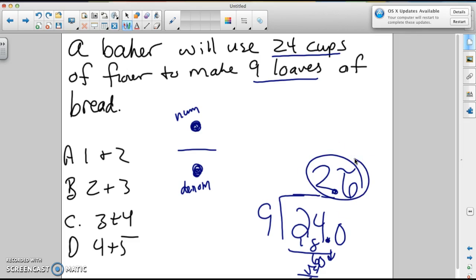2.6. Where does that fit? Does that fall between 1 and 2? No. Does 2.6 fall between 2 and 3? Does it fall between 3 and 4? Or 4 and 5? There's your answer.